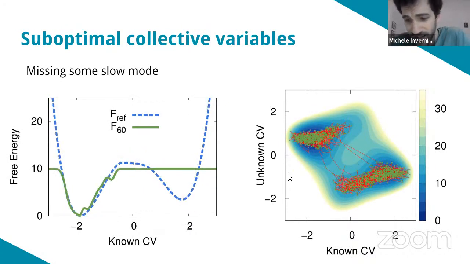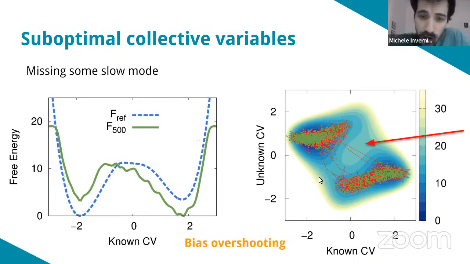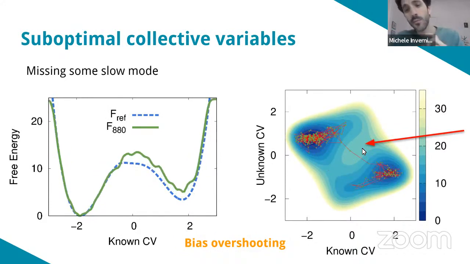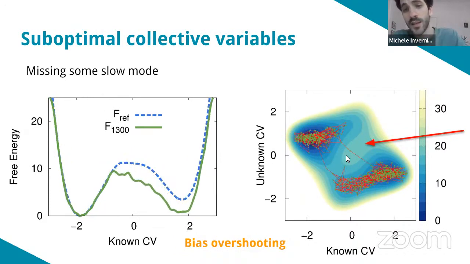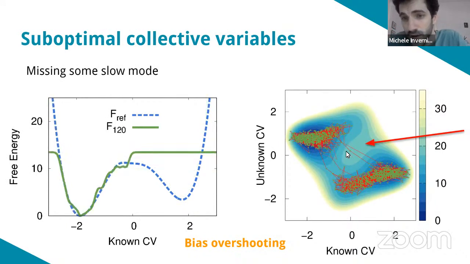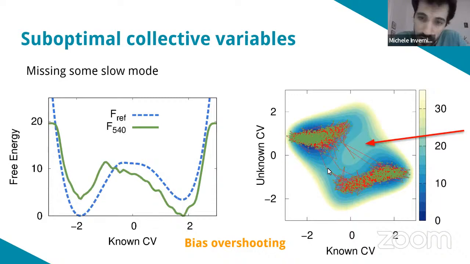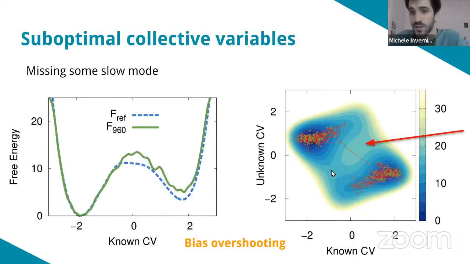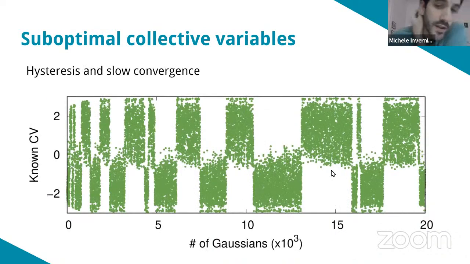And the idea is that you are overshooting, so you are adding much more bias in order to accelerate the transitions. And you're sampling very high free energy regions that are not in the real transition state of your system. You can see this clearly if you plot the time evolution of your collective variable.